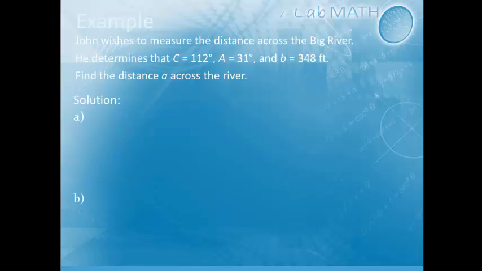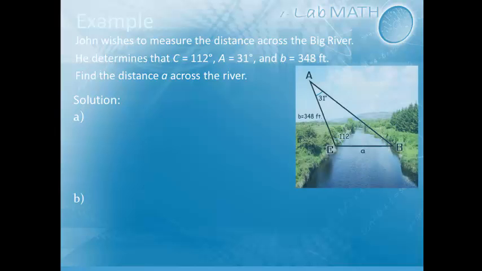What if we will apply that to problems? So we have this problem. John wishes to measure the distance across the big river. He determines that angle C is 112 degrees, angle A is 31 degrees, and side b is equal to 348 meters. We're looking to solve for the distance across the river, and that is side a. So we have this figure. We were able to label with the known values, and we're looking for the distance to cross the river, and that is side a.